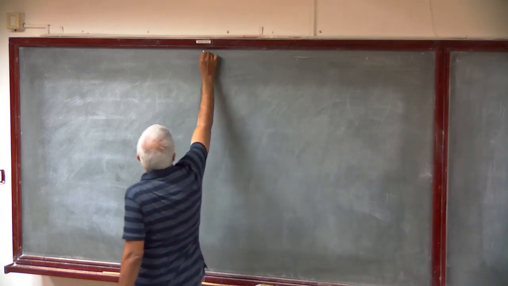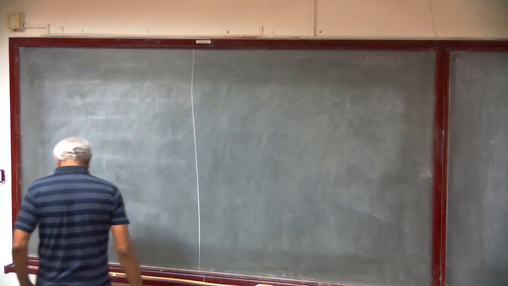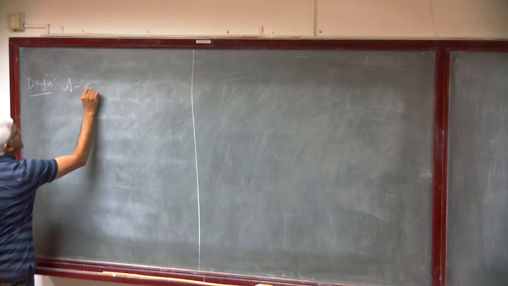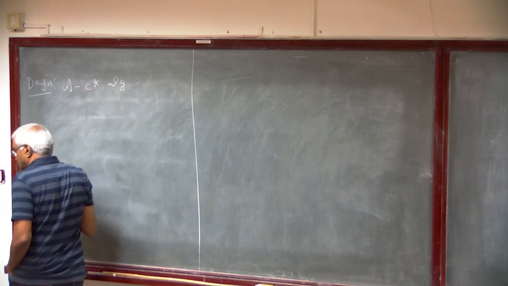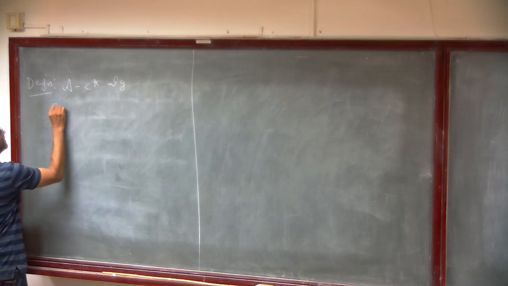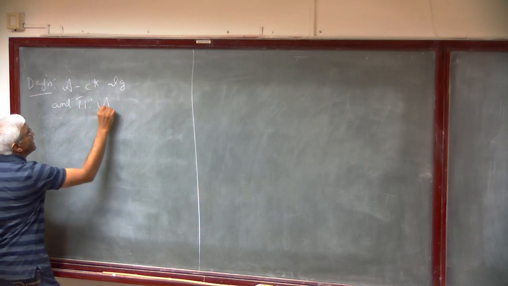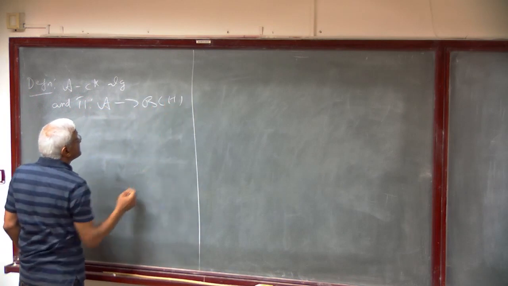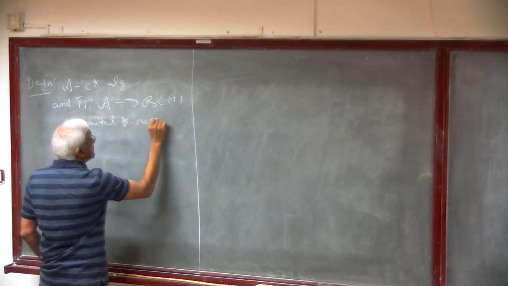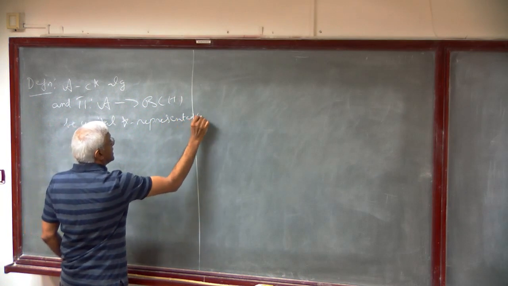Okay, let's continue with the discussion of representations of C*-algebras. This is a definition for any system. Of course, we always consider unital C*-algebras. So it's a unital C*-algebra A. A representation: let π from A to B(H) be a unital star representation. So when I say representation, it is unital star.